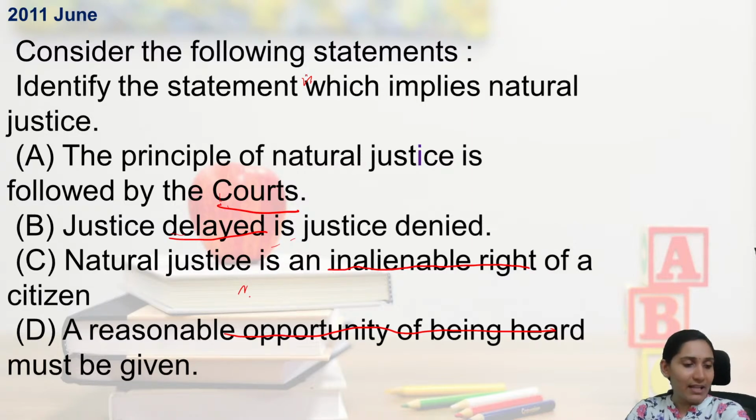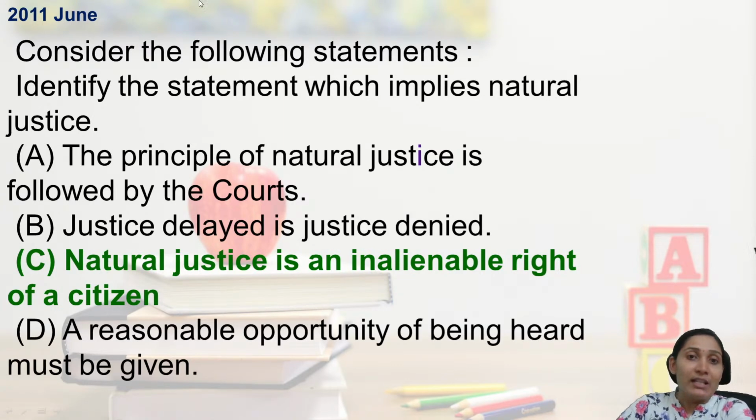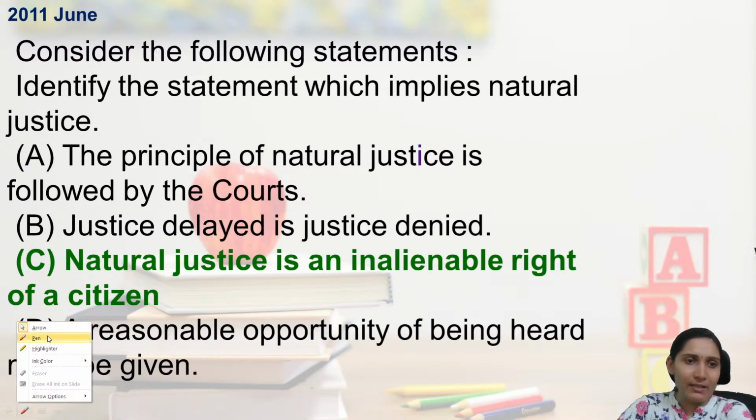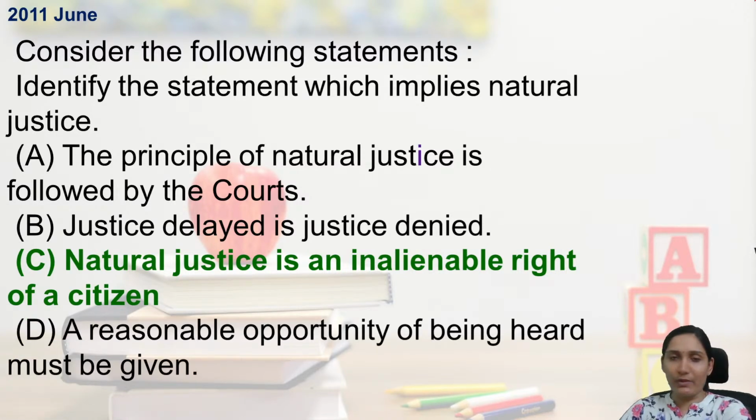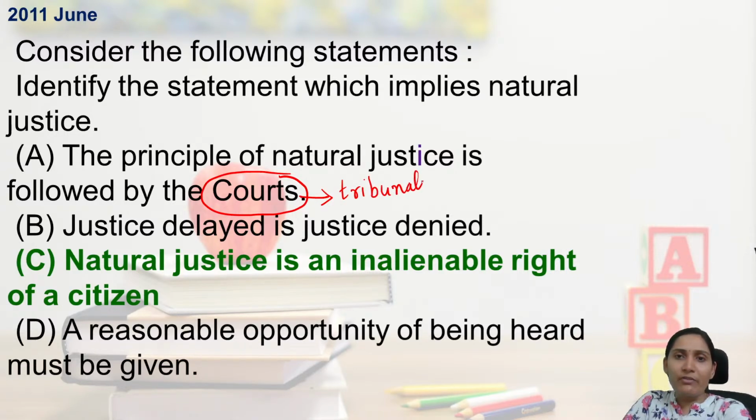So shall we see the answer? Answer is C. Natural justice is an inalienable right of the citizen. Now, I'll explain this question because here you can apply some logic or some kind of elimination technique. First of all, let's take each statement. First statement is the principle of natural justice is followed by the courts. No, courts do not follow natural justice all the time. It is the tribunals which follow the principle of natural justice.